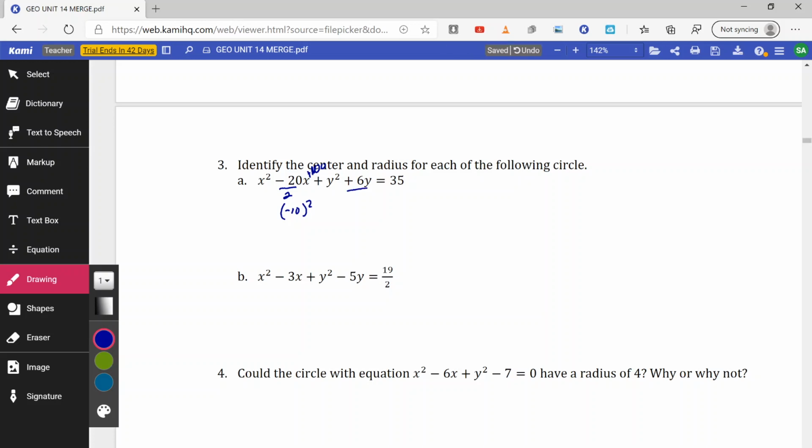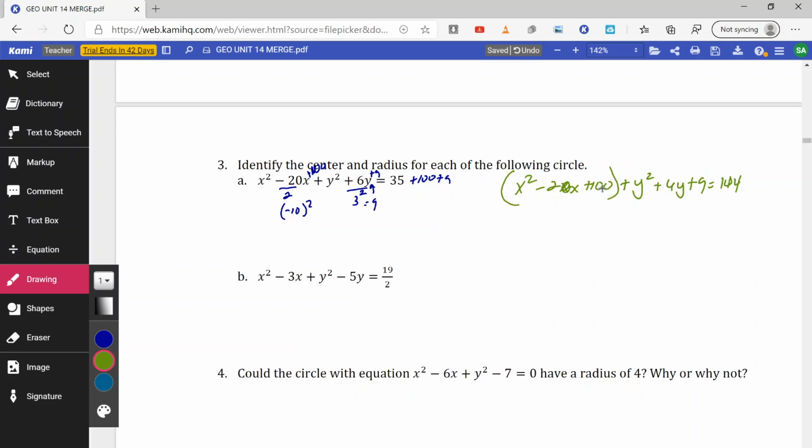And then I'm going to do the same thing with the second y. 6, I cut it, and I divide it by 2, I get 3, and I square it, so that's 9. So I add 9. And because I added 100 and 9, I have to add 109 on both sides. So the new equation is x squared minus 20x plus 100 plus y squared plus 6y plus 9 gives me, and when I add them together, 144.